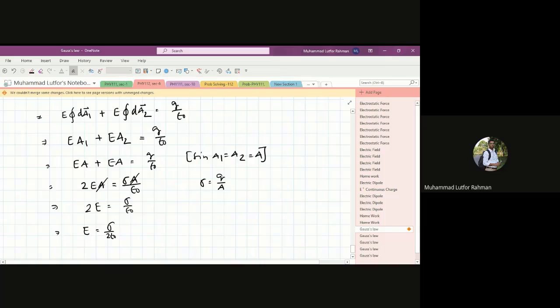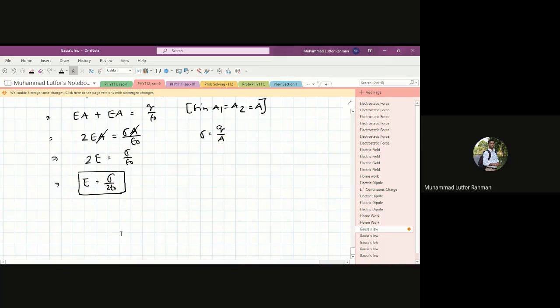by twice epsilon naught. So that is the strength of this electric field for an infinite long sheet which has a positive charge. And this is a very important formula. We have to use this one. So that means if you have a long infinite plane, in that case the electric field for this plate would be sigma by twice epsilon naught, where sigma is basically the surface charge density.